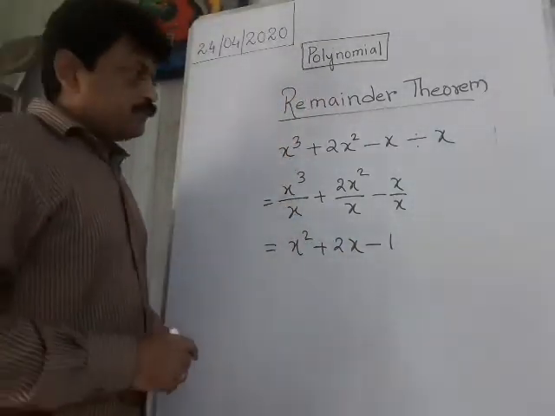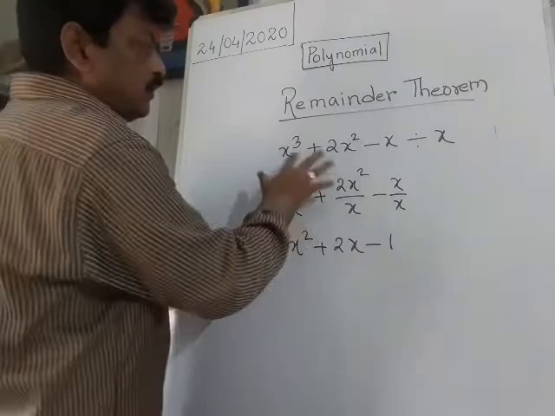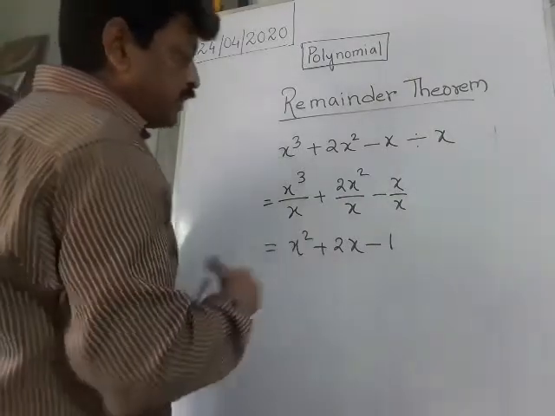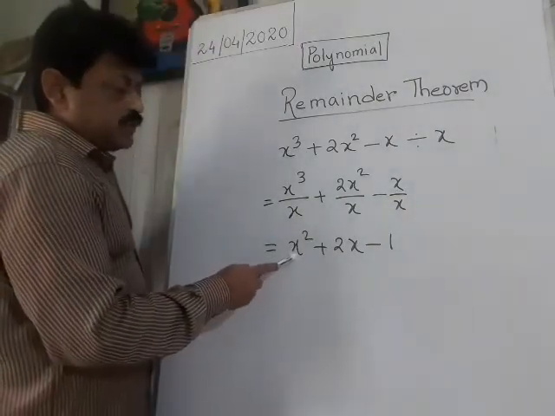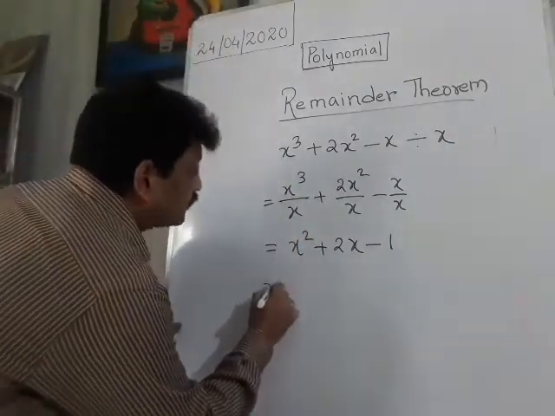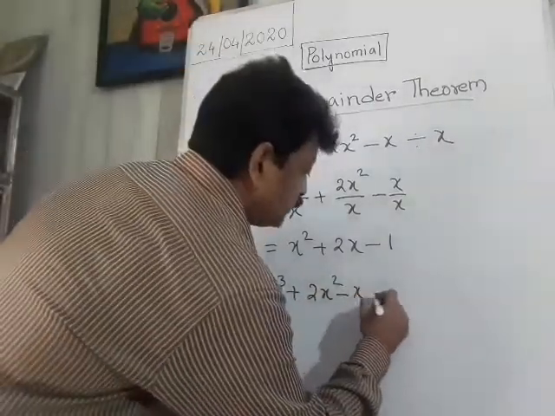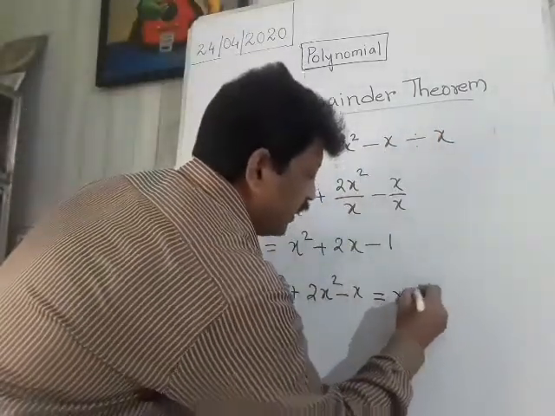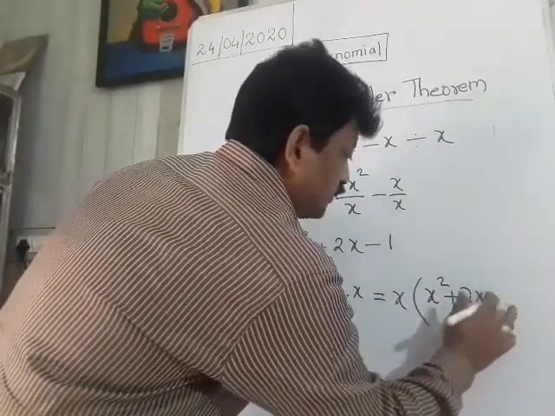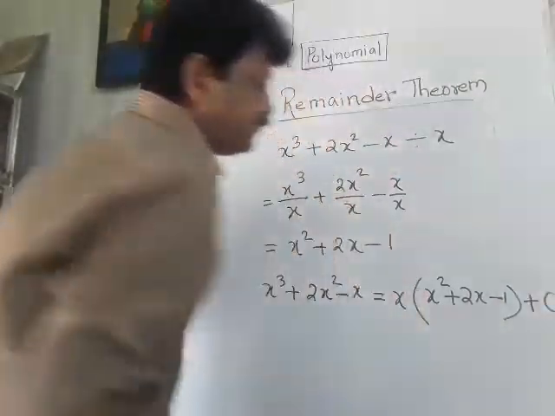So here also the whole polynomial x cube plus 2x square minus x is divided by x, and we are getting the quotient as x square plus 2x minus 1. So we can write x cube plus 2x square minus x equals to, the divisor is x, so x times x square plus 2x plus minus 1, and the remainder is 0.